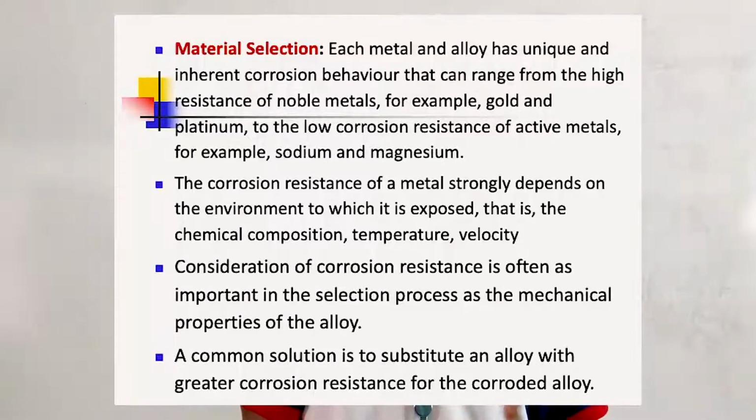Each material and alloy has unique and inherent corrosion behavior that can range from high resistance of noble metals, for example, gold, platinum, to low corrosion resistance of active metals. So you have noble metals at one end of the continuum and you have active metals at the other end of the continuum. And normally we want to use metals that tend more towards the noble metals end of the continuum. Why? Because we want to minimize the rate of corrosion. The low corrosion resistance active metals could be sodium, magnesium, or other metals along that axis.